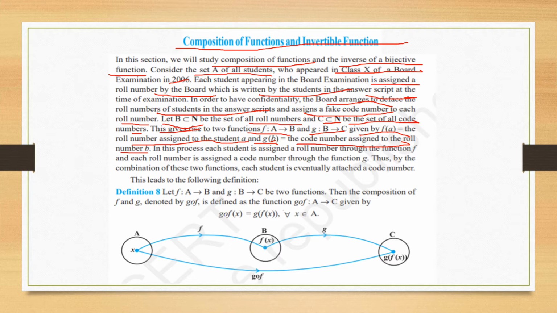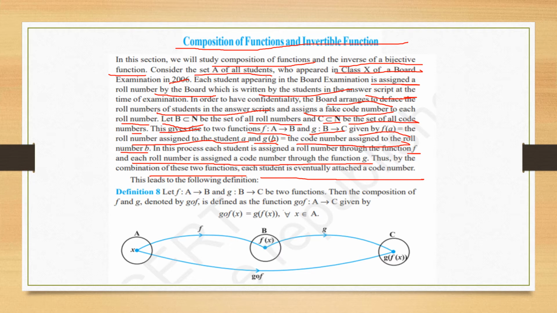Now in this process, each student is assigned a roll number through the function f, and each roll number is assigned a code number through the function g. Thus, by the combination of these two functions, each student is eventually attached a code number. Definitely by the combination of this, each student will have a code number now, right?